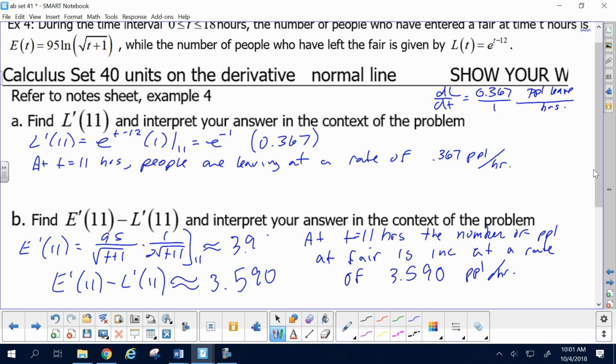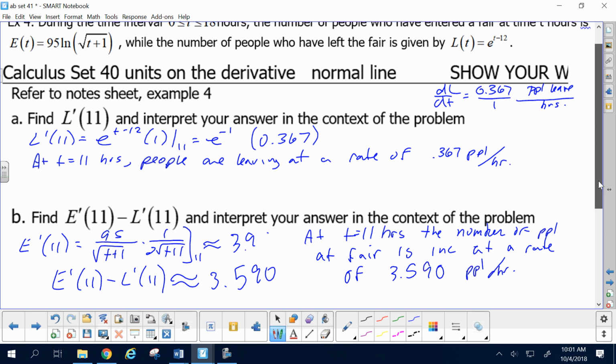It would read different explanations. For example, if somebody had said, at time equal 11 hours, 3.590 more people per hour are entering and leaving, that would be true. Kind of weird. You with me? All right. These are hard.